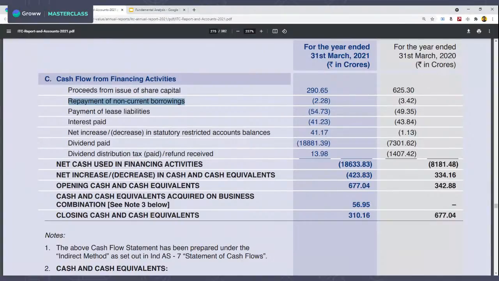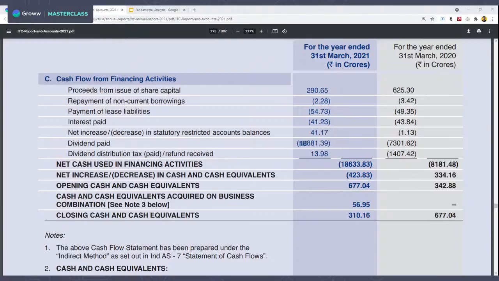I mean, have they paid back some loan amount? Some 2 crores they paid back, right? Now, have they taken anything else inside? No, nothing great. Now, dividend paid. You know that every company pays dividends. Dividend comes under cash flow from financing activities, right? Because they're paying this dividend back. Approximately 18,000 crores are given back to the shareholders. So that is how dividend paid comes under the cash flow.